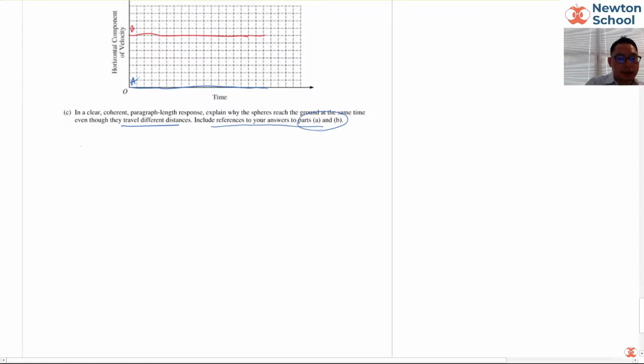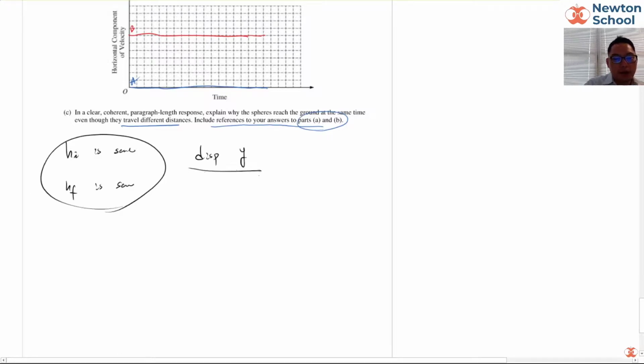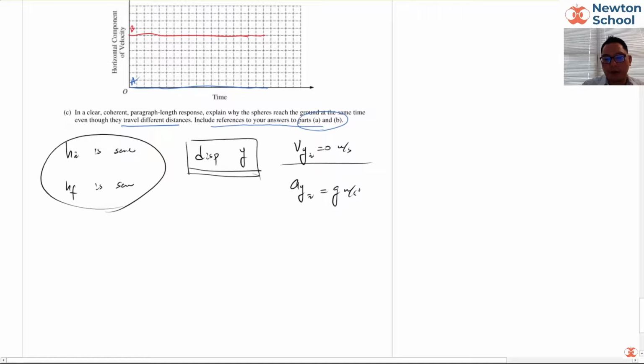Okay, so how do I explain this? Because h initial is the same, and h final, which is the ground, is the same for both of them. So basically the displacement in the y direction is the same. And the velocity in the y direction initially was 0 for both. And the acceleration in the y direction is g, 9.8 meters per second squared. I'll just call this acceleration y.